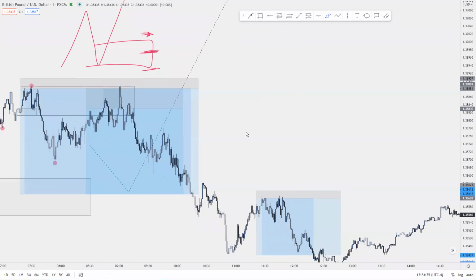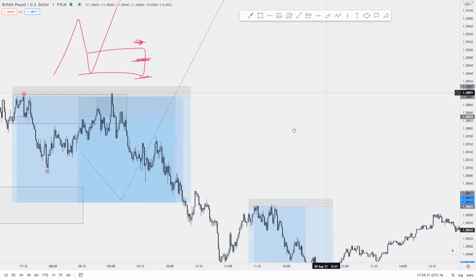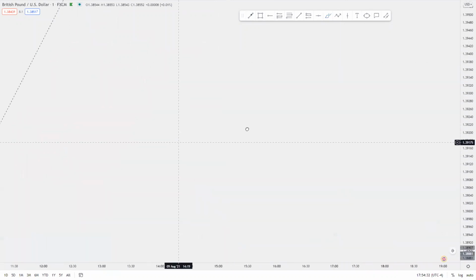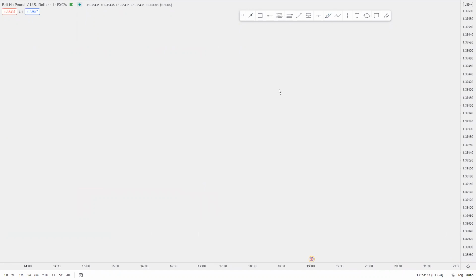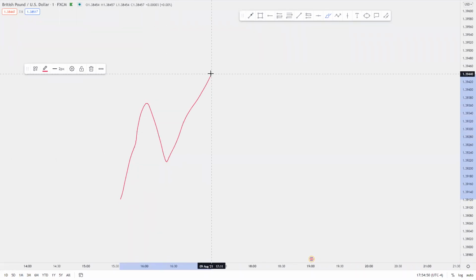Yes, exactly. Minor break of market structure until the higher time frame POI. Yeah, exactly. So kind of the last thing I want to talk about. So what's next for GU? I'll get into that. So if you're doing this, higher high, higher low, higher high, higher low, higher high.